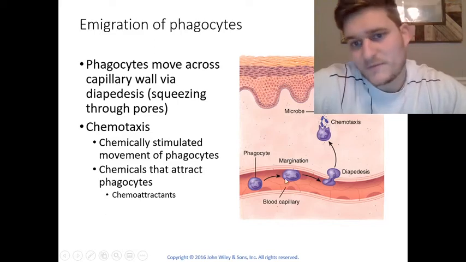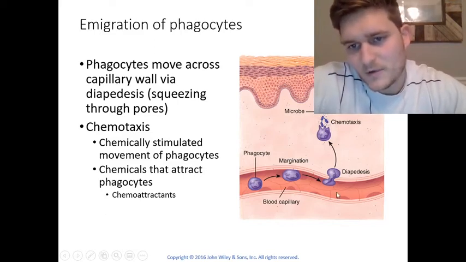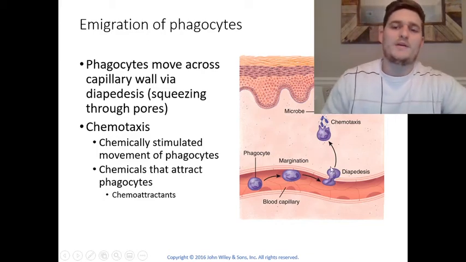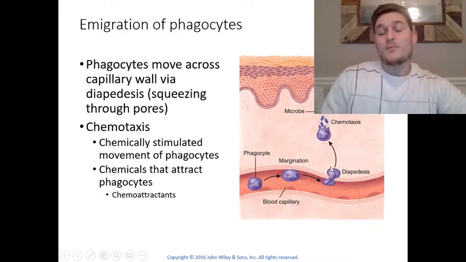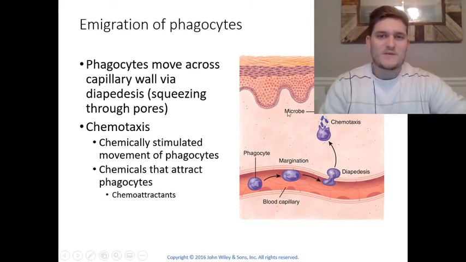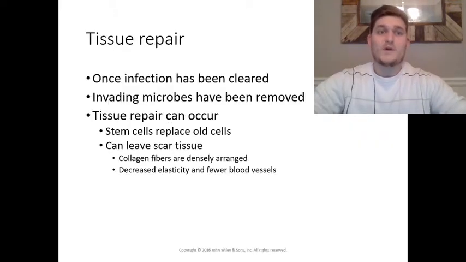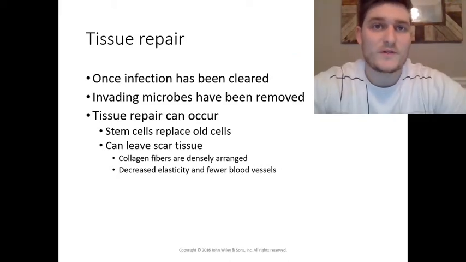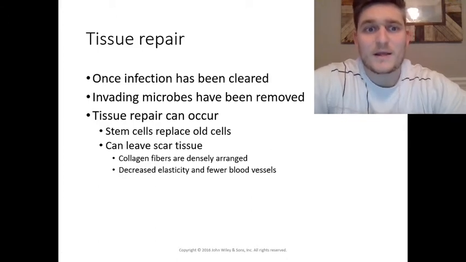And so it starts first by, the phagocyte will have to squeeze through these little pores within that capillary. Remember that permeability will increase, so it's able to squeeze through and get to that intercellular space. And then those chemoattractants will draw the phagocyte to that damaged area. Once all of the infection, all the bacteria and microbes have been removed, then the tissue repair can occur.